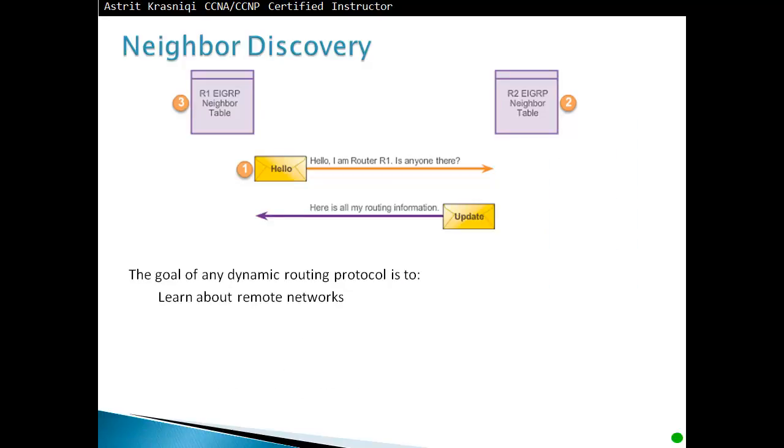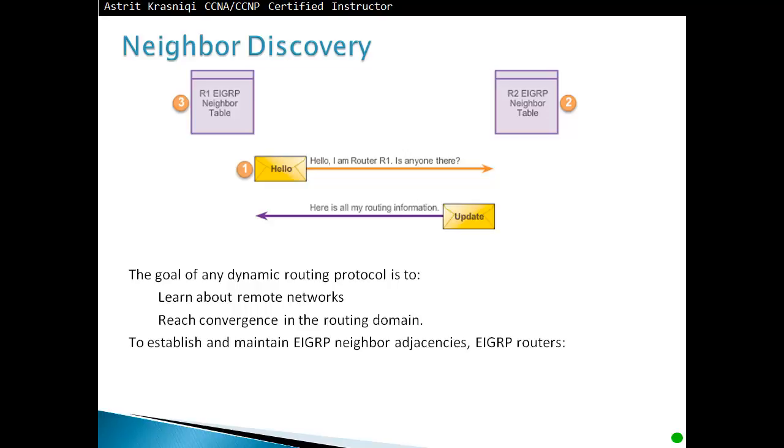Now the goal of any dynamic routing protocol is to learn about remote networks, reach convergence in the routing domain, and then to establish and maintain EIGRP neighbor adjacencies. EIGRP routers will use hello packets, and the metric parameters must match. We'll talk very soon about it. And the AS number must match. So when we exchange our hello packets, we check all these parameters. Do our metric parameters match, and does the AS number match?